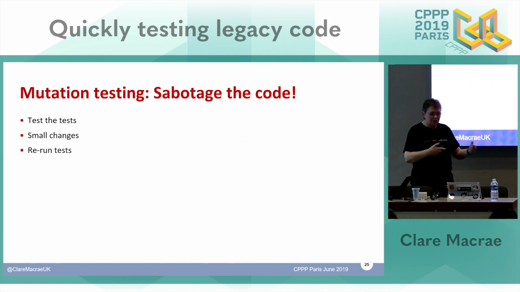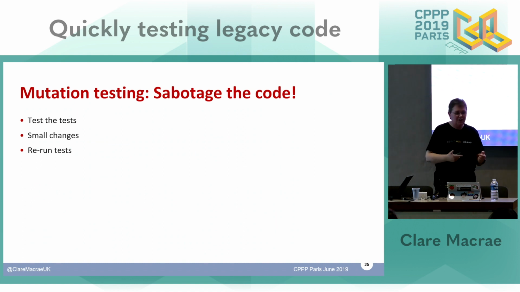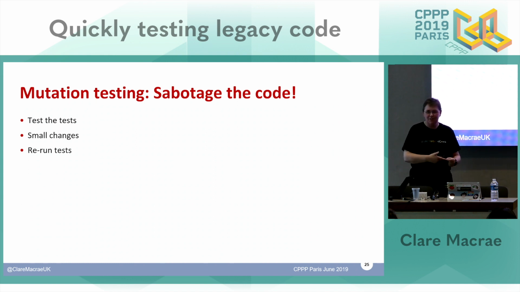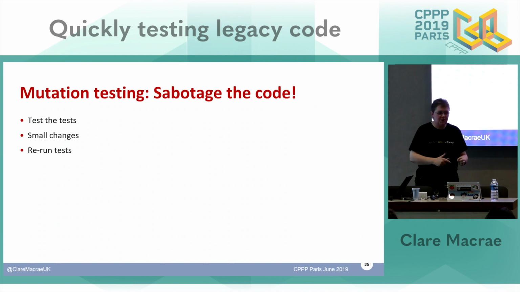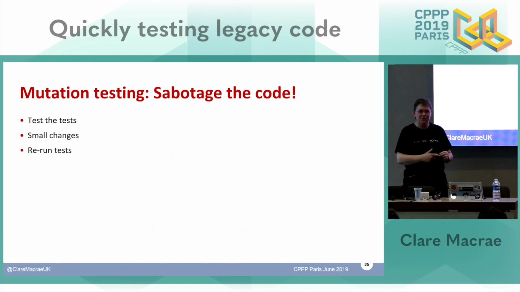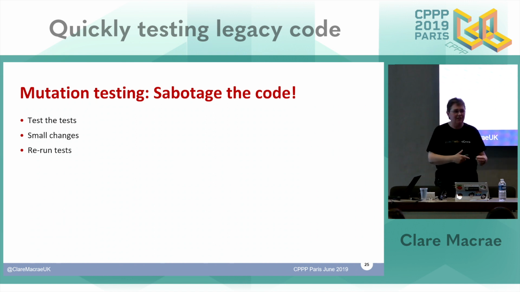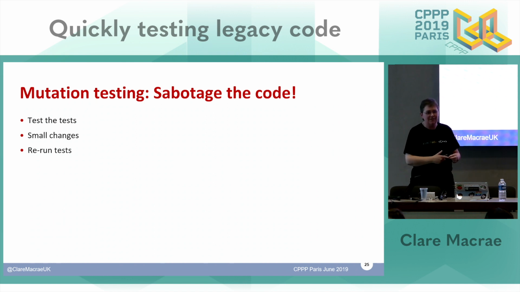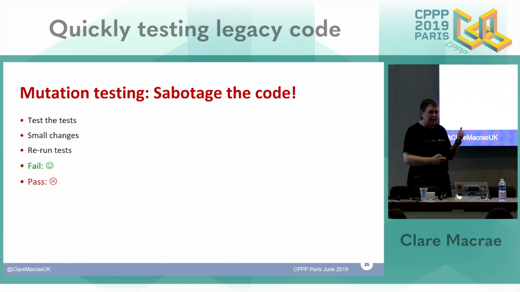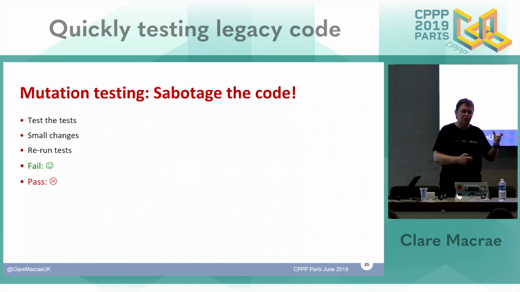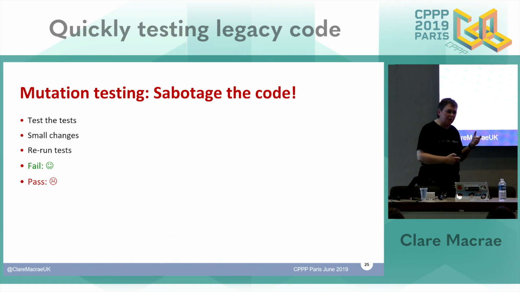Another technique, once you know that code is covered, is to use something called mutation testing. This is really fun. You set out to sabotage the code, basically, and see if the tests can tell. Of course, this is based on the assumption that your code is in version control, so once you've sabotaged it, you can easily revert back to the previous state. So here, you're testing the tests, making small changes to the code and rerunning the tests.